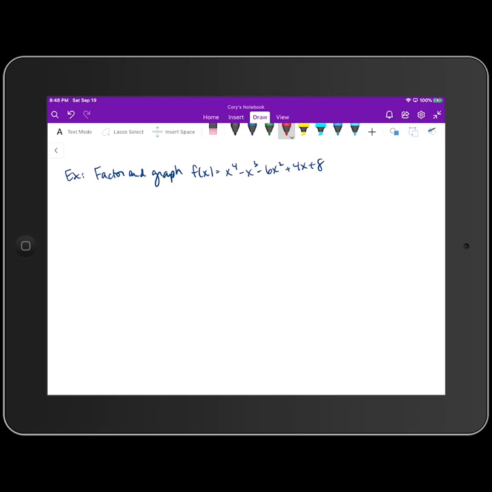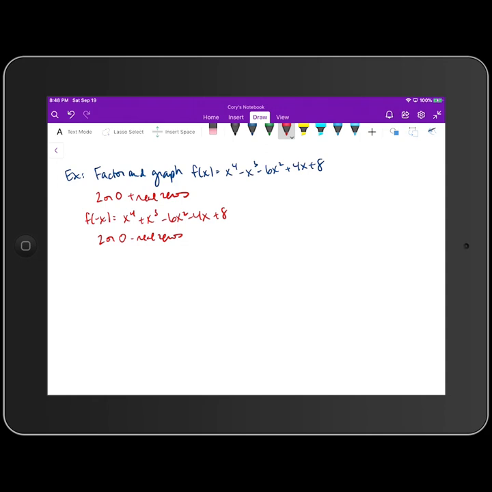So when I count sign variations of f of x, there are 2 of them, which means that there are 2 or 0 positive real zeros. And then when we do sign variations of f of negative x, f of negative x is going to become x to the 4th plus x cubed minus 6x squared minus 4x plus 8. And when we count sign variations there, we also have 2. So there are 2 or 0 negative real zeros. So to be honest, Descartes' rule of signs really didn't help us here.